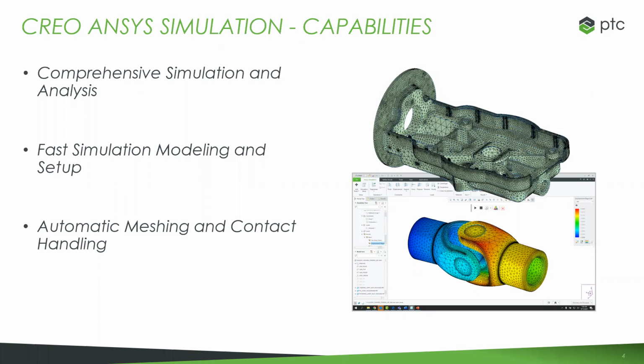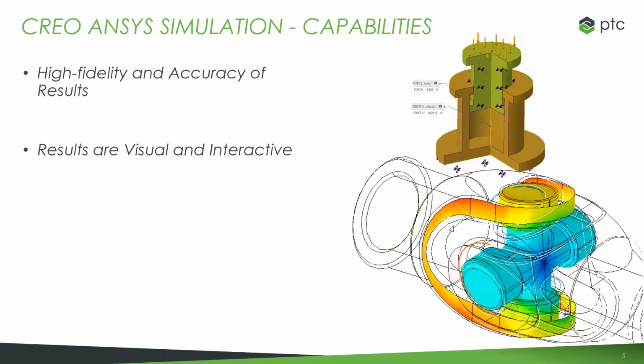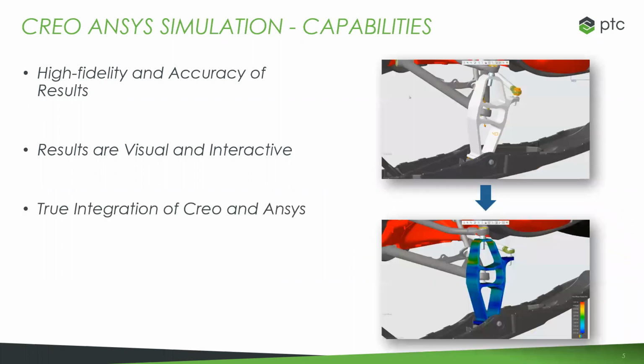But now the automatic meshing from ANSYS is really great. So you can have it do all of that technical stuff for you and just spit out those results. So, high fidelity and accuracy of the results. It's extremely reliable, high fidelity software. The results are visual and interactive, so you can really interrogate what's going on and understand what those results mean. So it's not too difficult to understand what those results are telling you.